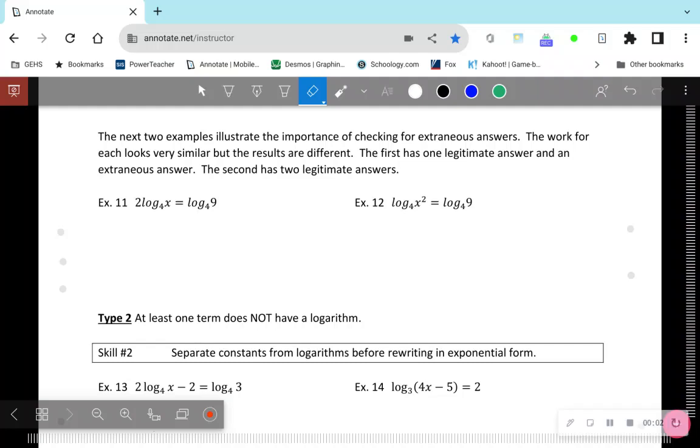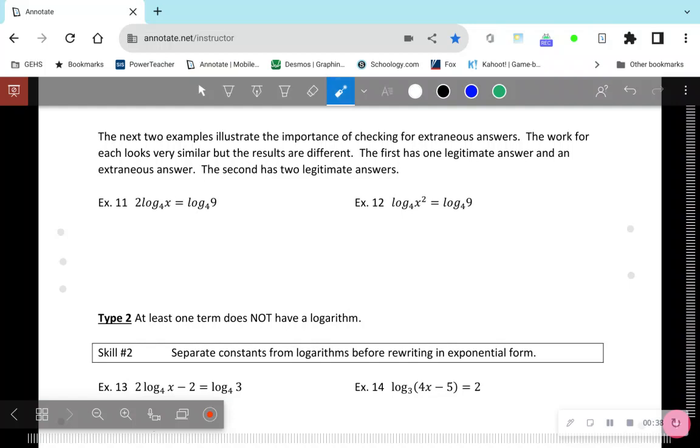Okay, this is Mr. Peterson, and I'm returning to the 6.6 notes. This is the fourth and final page of the note set. These last two problems in this previous section, where I was teaching you type 1 logarithm ones, are paired to show you the importance of checking your work. These two problems are going to give similar answers. And yet, when we really look at it carefully and check our work, you'll find out they give different answers.